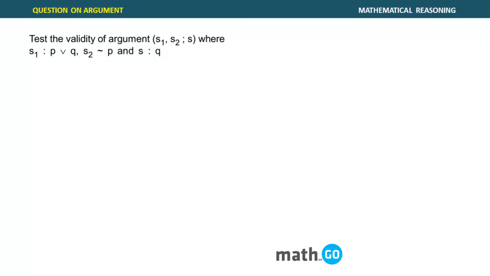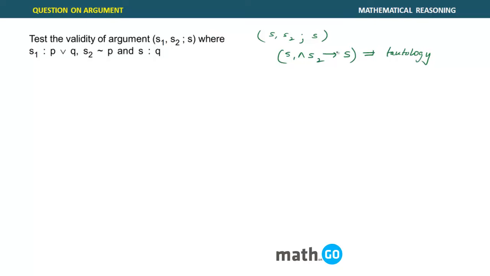So the question here given is that S1, S2 and then you have a semicolon S. So that means this is an argument where S1 and S2 are your hypotheses. This is how you will have to treat them. Implication S. So this is the statement that you will have to check for tautology. If this comes out to be a tautology, then your answer would be a valid argument.